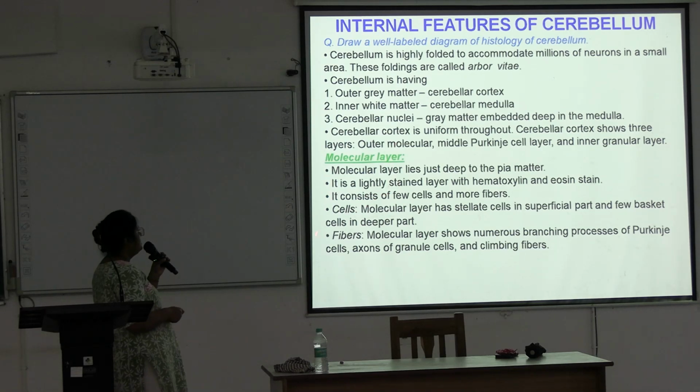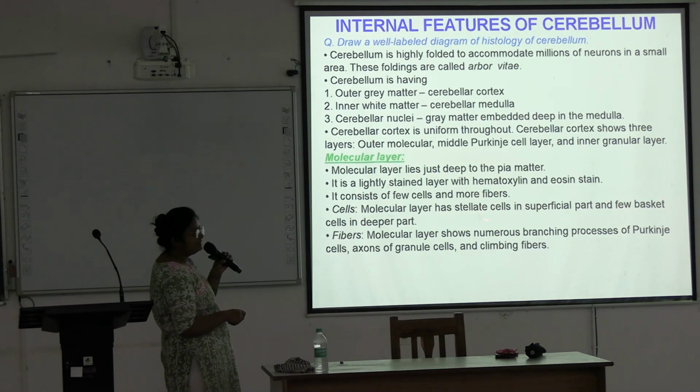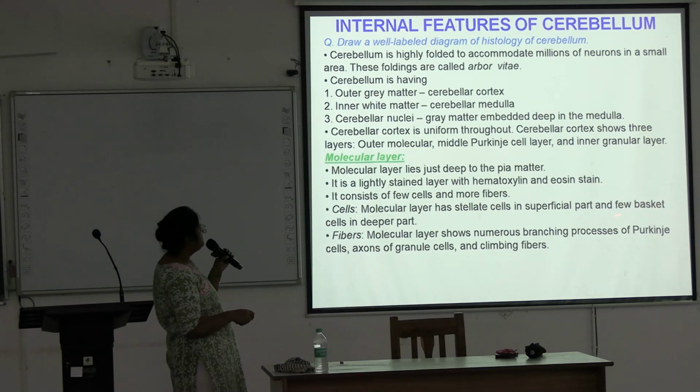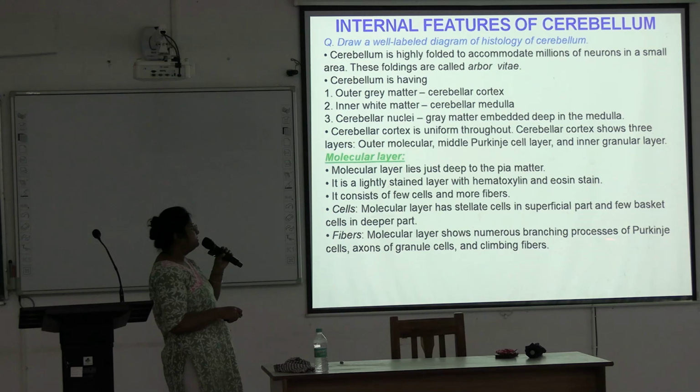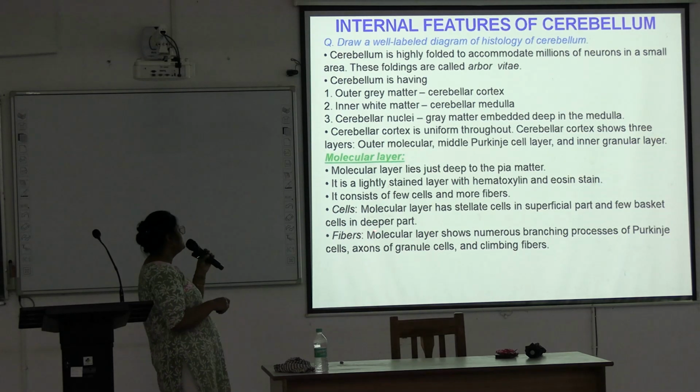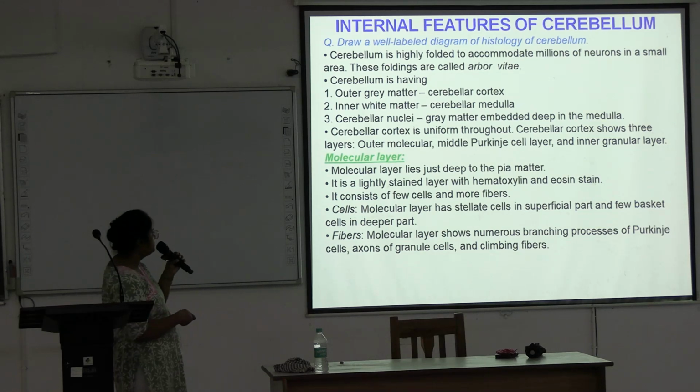So in the molecular layer you have the basket cells and stellate cells. Stellate cells are in the superficial layer, basket cells in the deeper layer. The fibers show numerous branching processes of Purkinje cells, axons of the granule cells, and climbing fibers. So we have seen this in the picture.